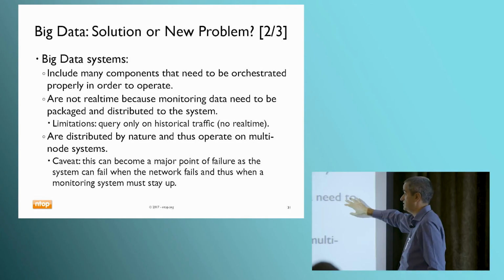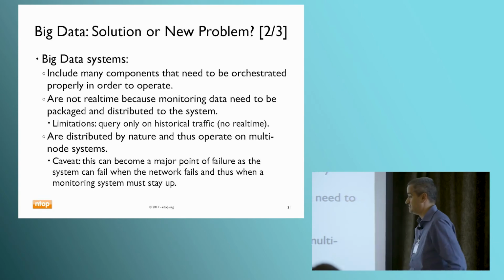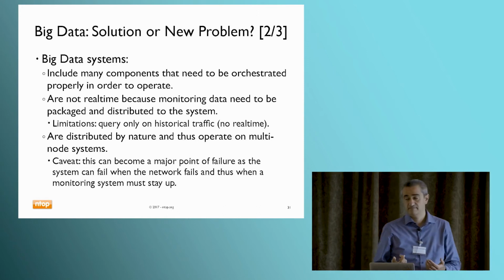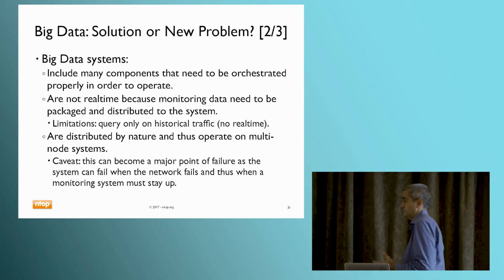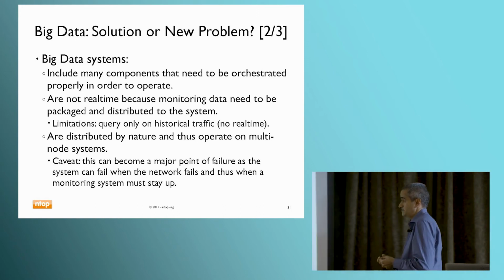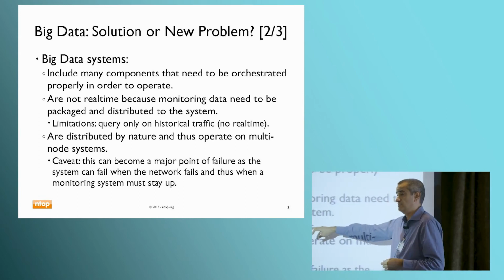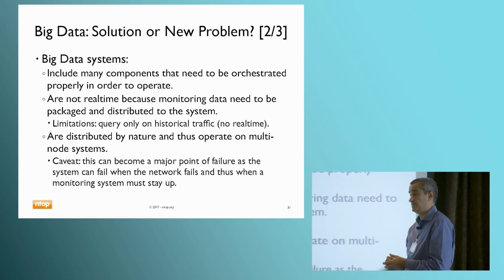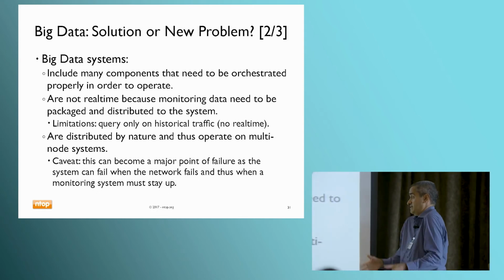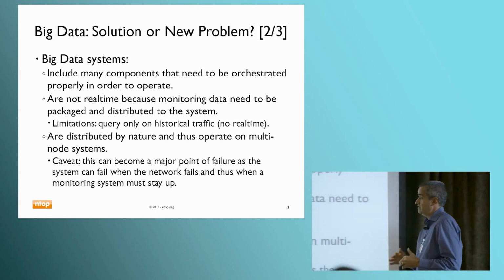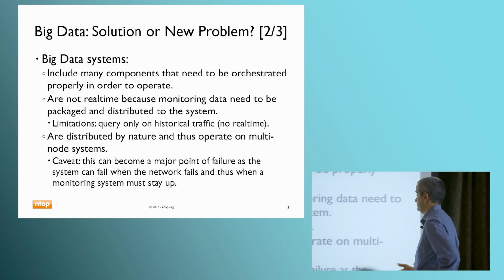Not all of them, but most of them are not real time. So it means that you cannot send one flow to the big data system, but you have to send a few of them. So it means that you're adding latency. It means that you are not able to do query in real time, only on historical traffic, whatever historical means. That might mean maybe 10 minutes ago or 1 hour ago. So no real-time visibility, and this is a big limitation.